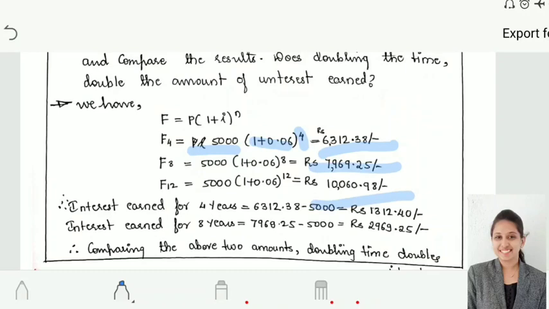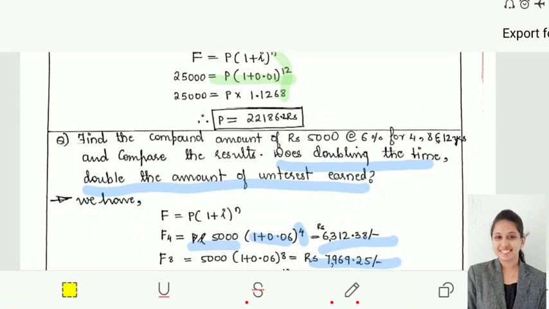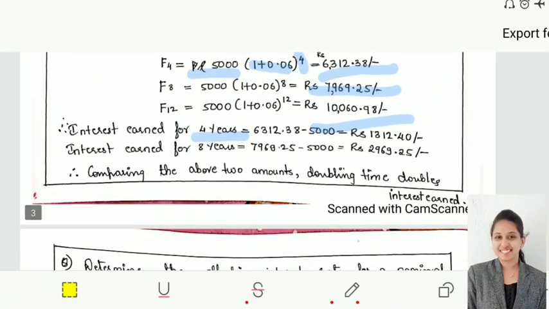So what was the second question? Does doubling the time double the amount of interest earned? So how will you decide this? Interest earned for 4 years is how much? It is 6,312 minus 5,000. Why are we subtracting 5,000? Because the principal was 5,000, as given in the question. So it will be rupees 1,312.40. Thus doubling means 8 years.